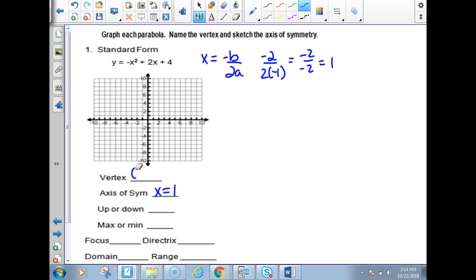The vertex will have this h value of 1. To find the y value that goes with it, we plug that in to the equation. The opposite of 2 times 1 squared plus 2 times 1 plus 4. That's going to give me -1 plus 2 plus 4, which is 5. So the vertex is at 1, 5.